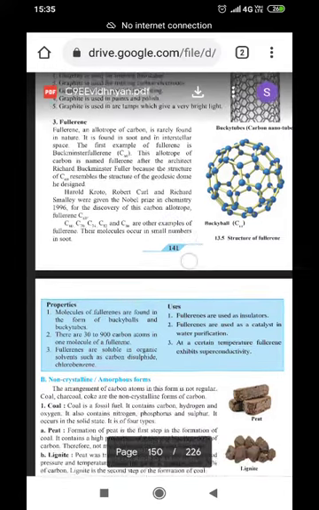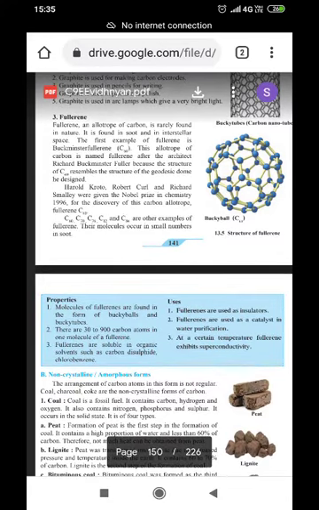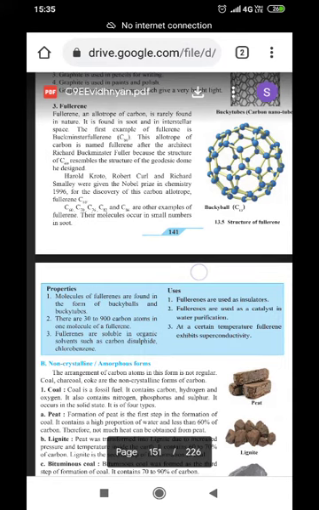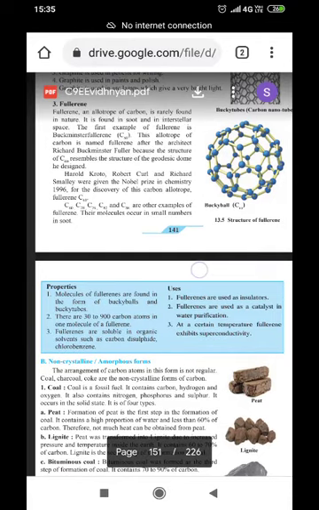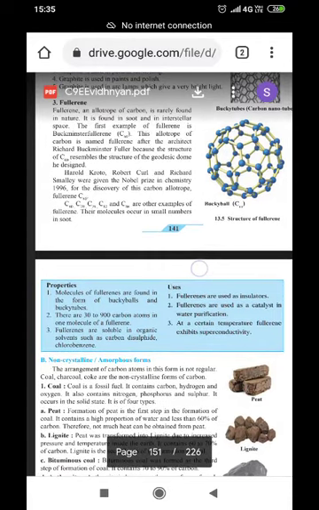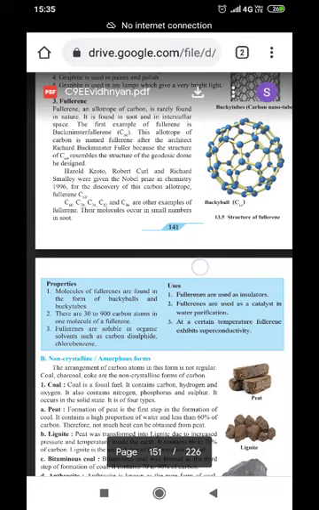The next crystalline structure of carbon is fullerene. Fullerene is an allotrope of carbon, rarely found in nature. It is found in soot and interstellar space. You can see the structure here, like a buckyball. The first example of fullerene is Buckminsterfullerene, that is C60.